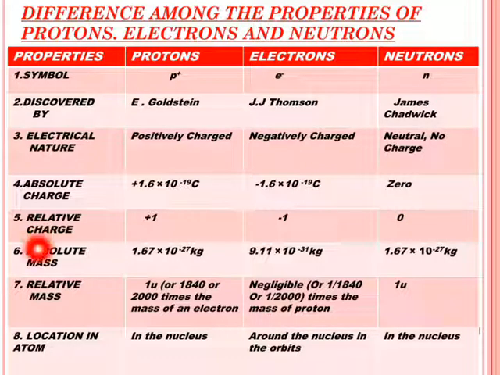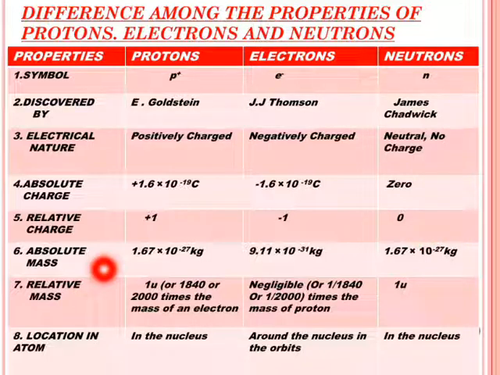On the basis of relative charge, a proton carries a unit charge, that is plus 1. Electron carries a unit charge, that is minus 1. And neutrons carry no charge, so their charge is 0.